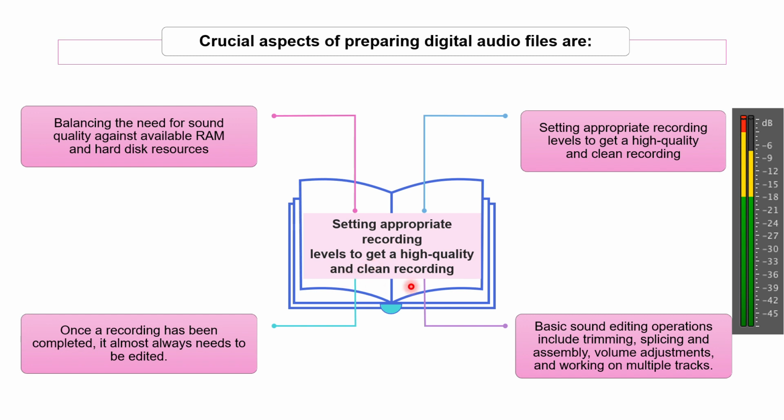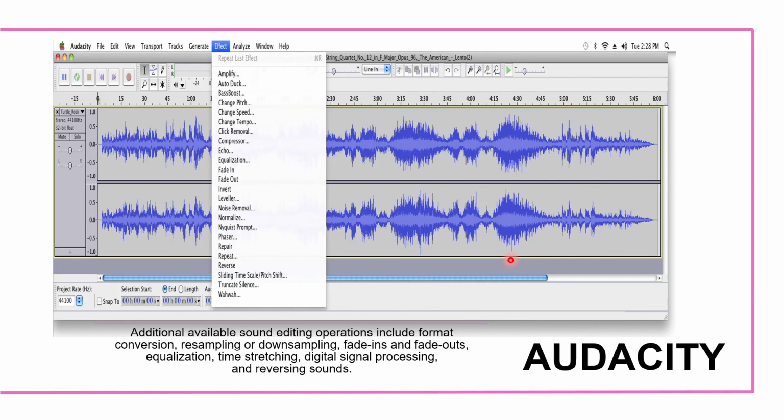Okay, here is the example of the Audacity software. After this, we will be using this software to record our voice. For this software, additional available sound editing operations include format conversion, resampling or downsampling, fade-ins and fade-outs, equalization, time stretching, digital signal processing, and last one, reversing sounds. All of this you can do using Audacity.